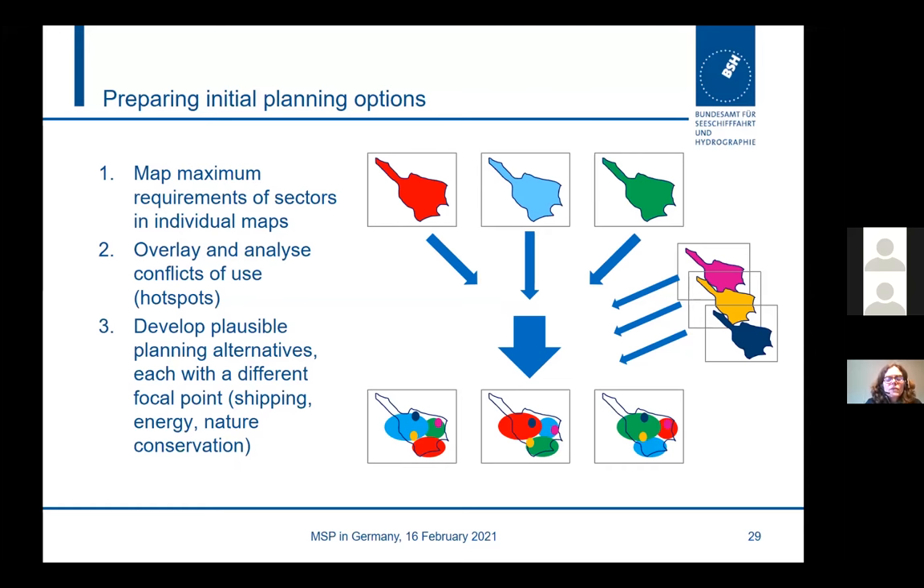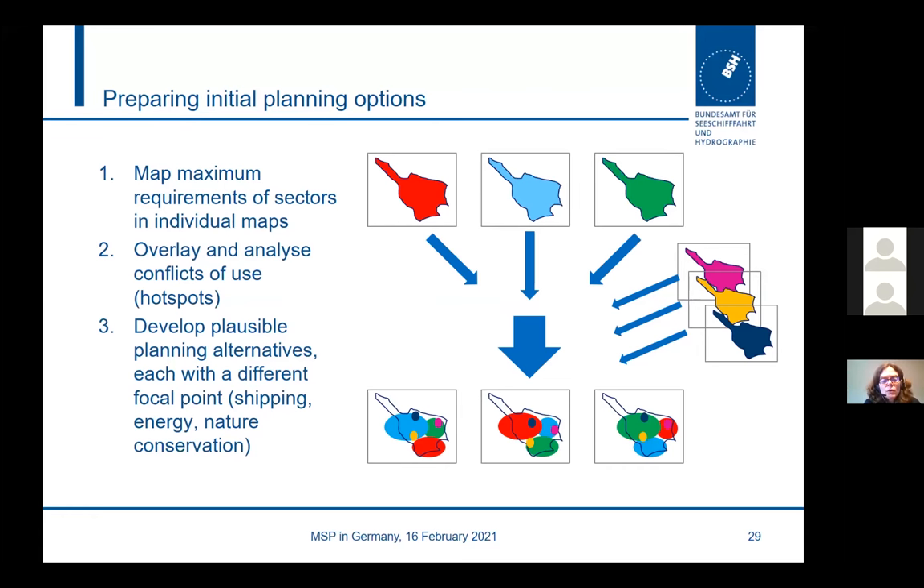Is there anything obvious where we can already tell at this stage that there are going to be issues to be resolved? Are there any hotspots spatially where there are lots of interests, lots of different sectors wanting access to particular areas? And from that, in this planning process, we came up with three different plausible planning alternatives where different interests are given different weights.